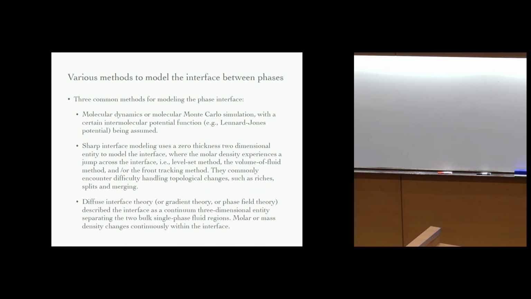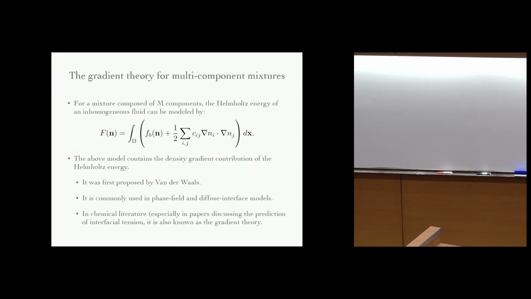What is the other method to predict the interfacial tensions? The method we're using is a diffuse interface, which is one of the models that's more efficient than molecular simulation. But the sharp interface model does not have a built-in mechanism to predict the interfacial tension.